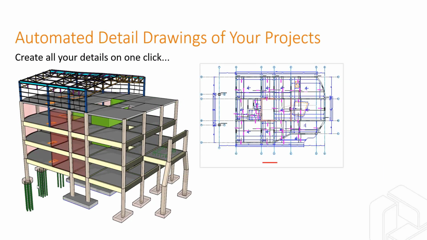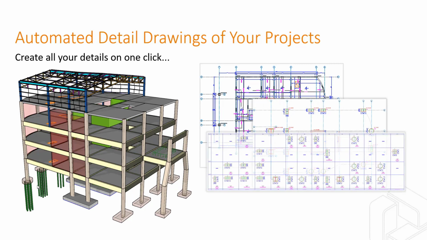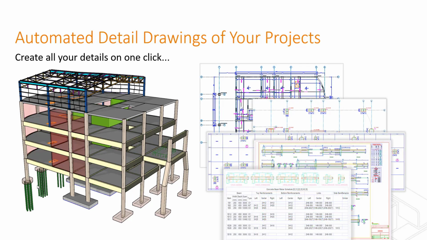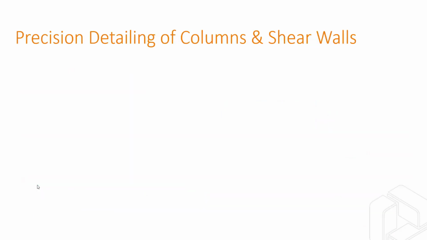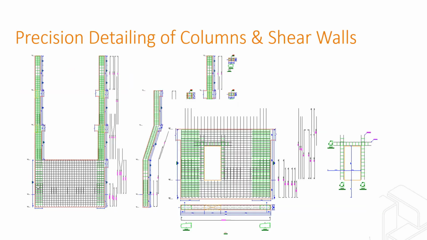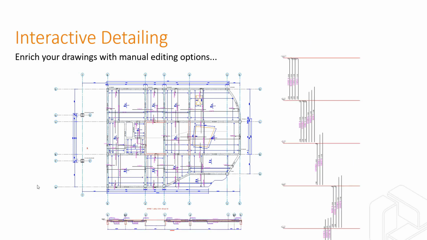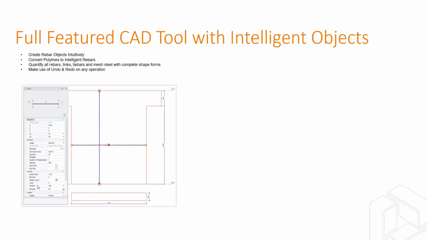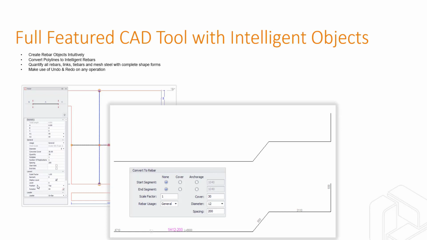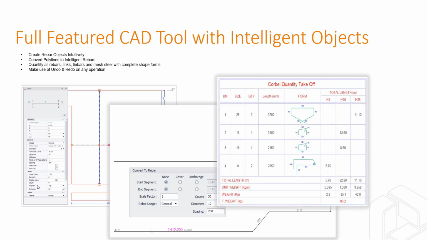We've seen that you can automatically create drawings of your ProtaStructure projects with just a single click. And you can place them into the title blocks that you have generated. And you can make precision detailing of columns and shear walls. And there are also many options to enrich your drawings manually. We have seen that ProtaDetails is also a full-featured CAD tool with intelligent objects. You can create rebar objects intuitively, convert polylines into intelligent rebars, quantify all rebars, links, tie bars, and mesh steel with complete shape forms, and make use of undo and redo on any operation, of course.